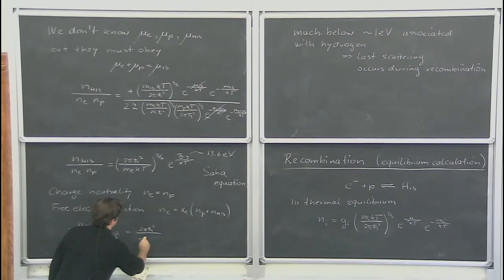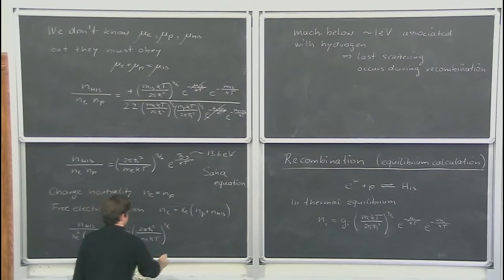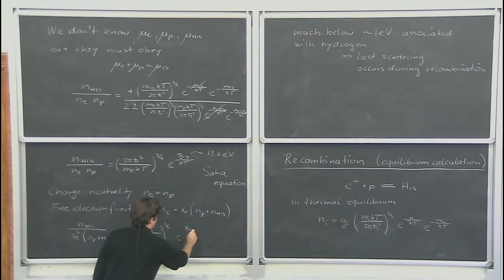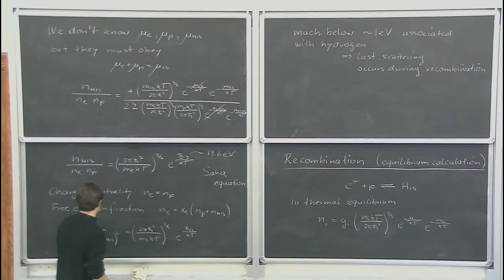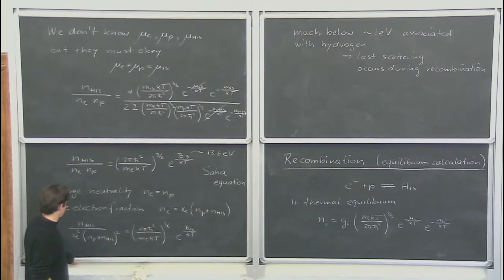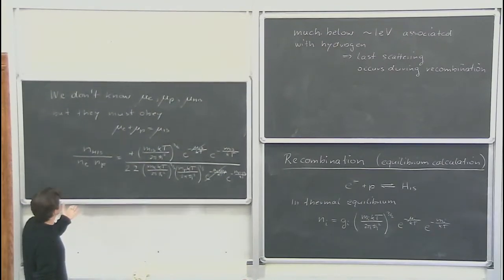h bar squared over Me kT to the 3 halves e to the B1s over kT. And then we can simplify it a little bit more.